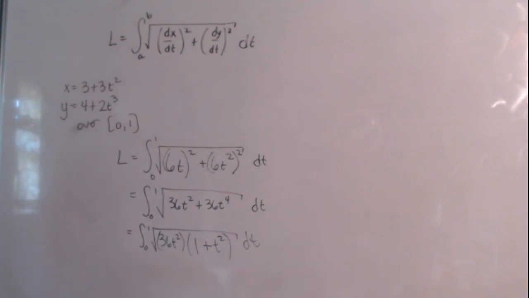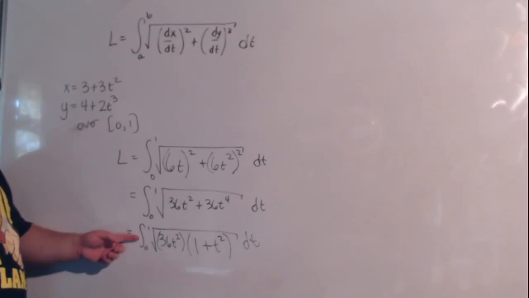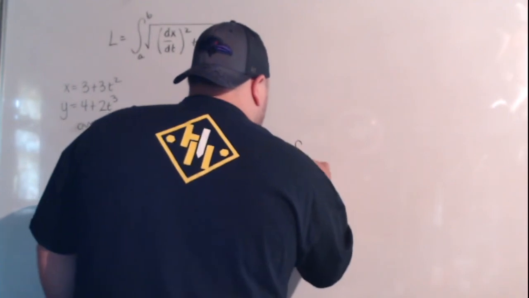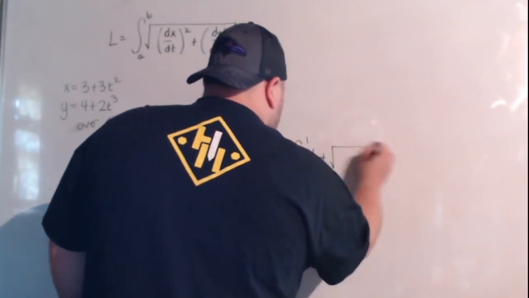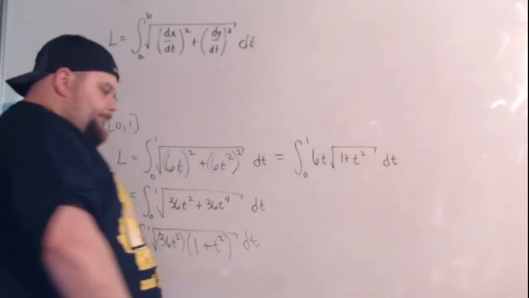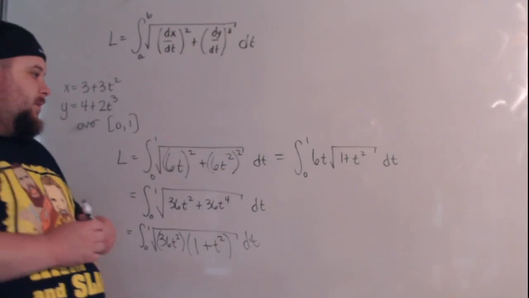So 36t squared, that's a perfect square. Right, that's the quantity 6t all squared. So this can come out of the radical, but still inside of the integral as a 6t. And that integral is not as bad as it looks. Right, at first appearance, it looks like we might have to do a trig sub.